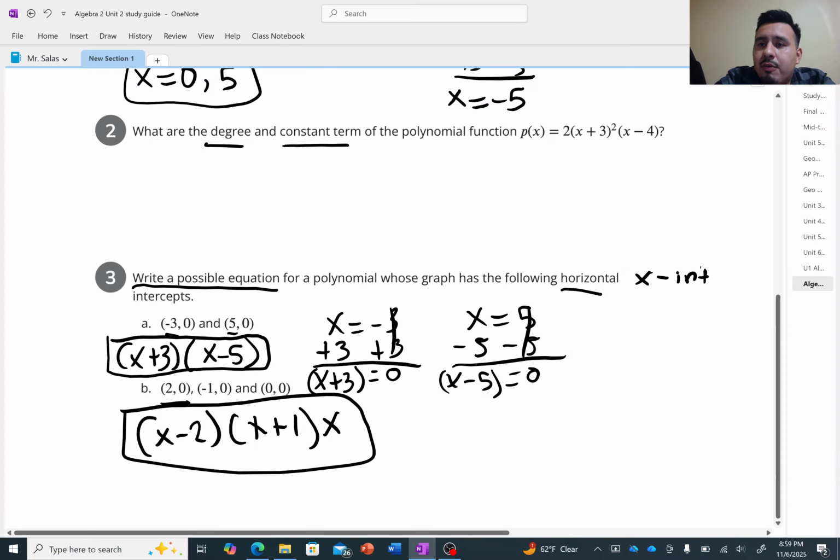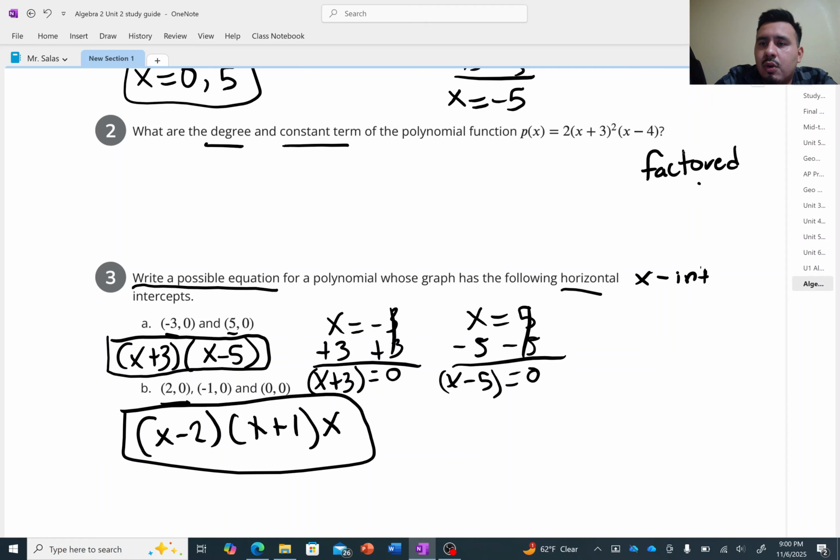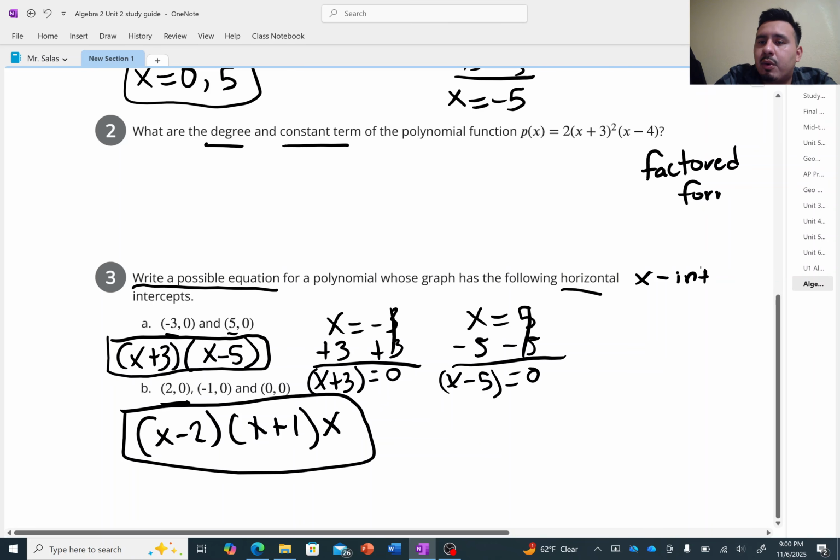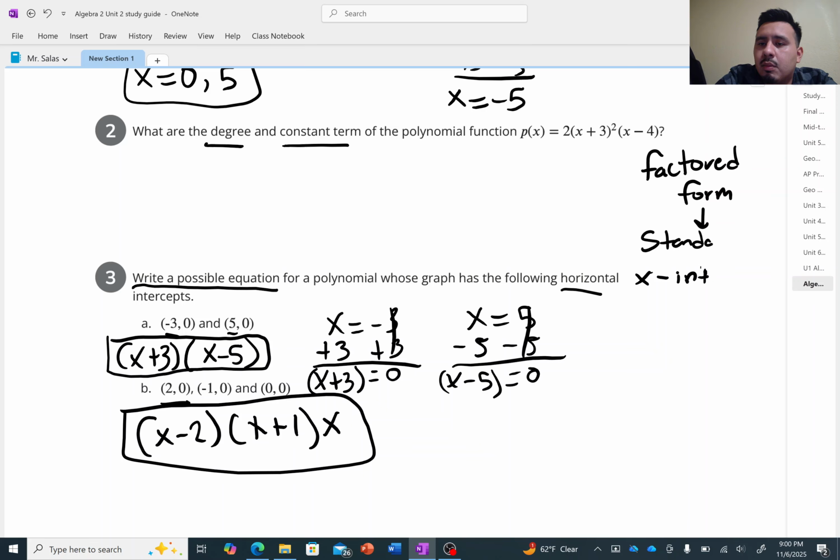This is what we call factored form. Okay, I guess it's not working right here. Factored form. Whoops, can't even spell right now. And we need to convert it to standard form. So for this part right here, that actually means x plus 3 times x plus 3.